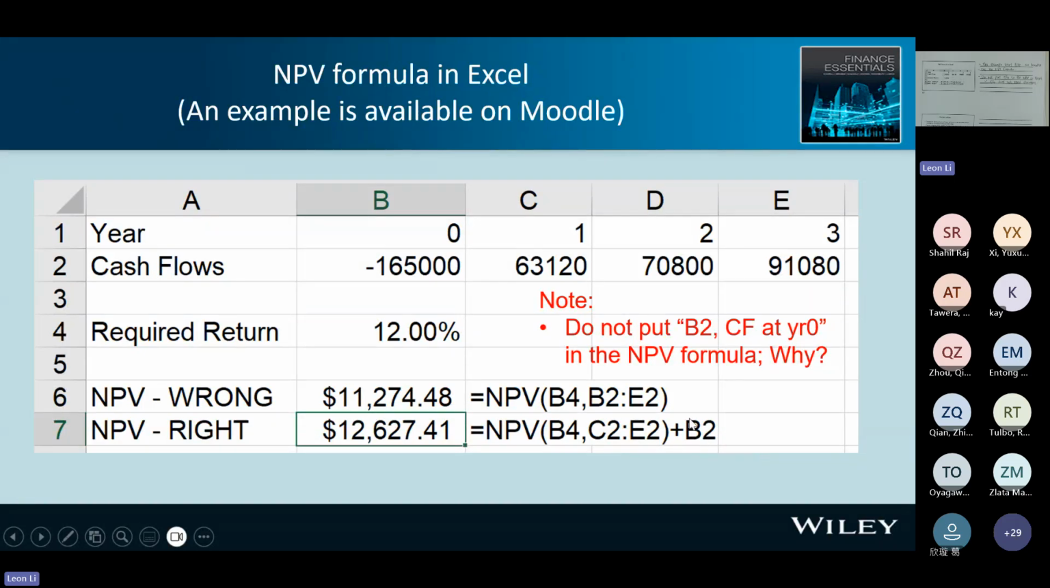So B2 is the negative cash flow, the outflow, so you put the B2 outside the NPV formula. This is the key. Don't forget. So this is the correct answer. NPV is the present value of the future cash flow. Then B2 is the cash outflow, the initial cost.